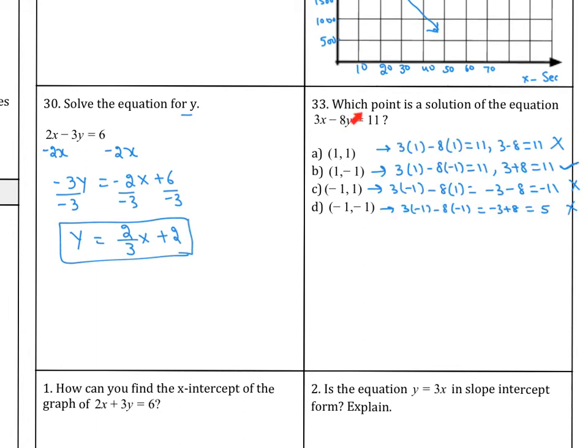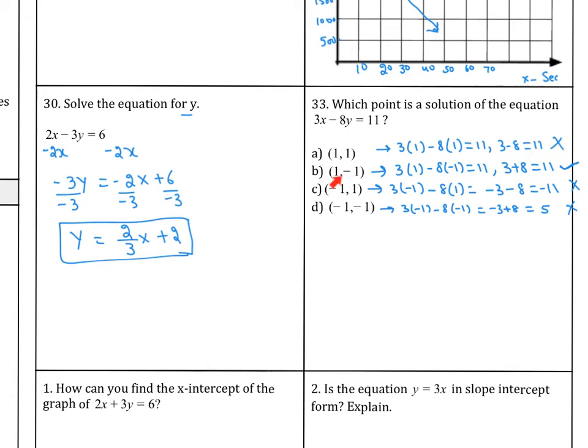For number 33, you need to find which point is a solution of the equation 3x minus 8y equals 11. You plug these points one by one into the equation for x and y. For (1, 1), plugging in for x and y, 3 minus 8 would give you 11. That's not true, because negative 5 equals 11 is not true.